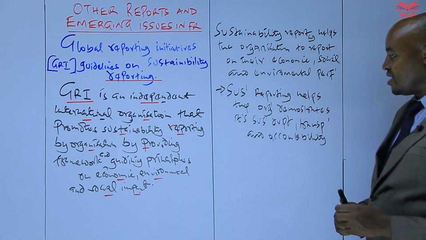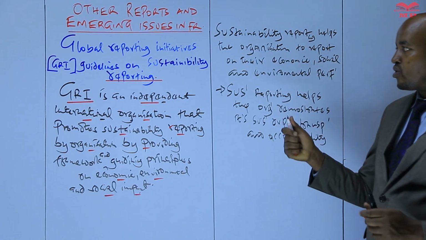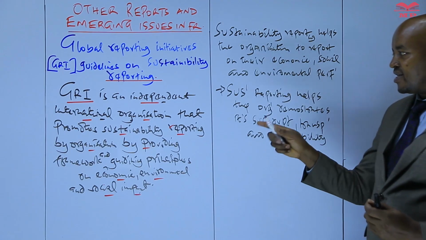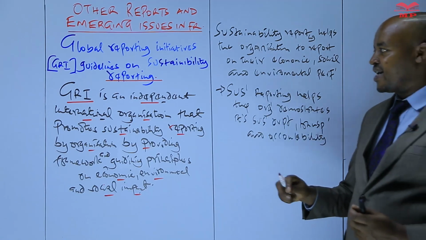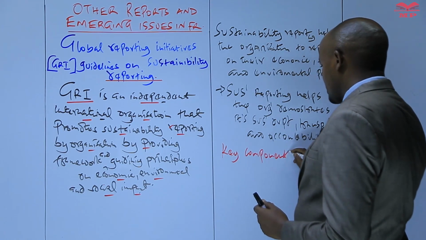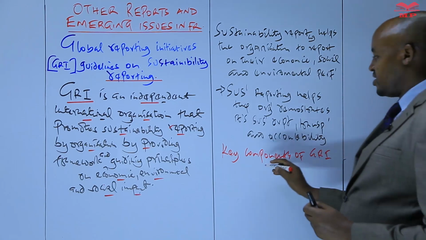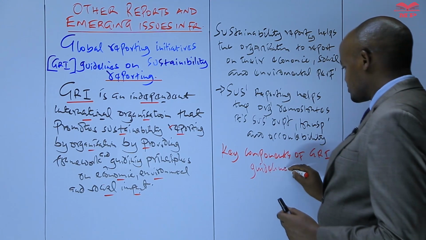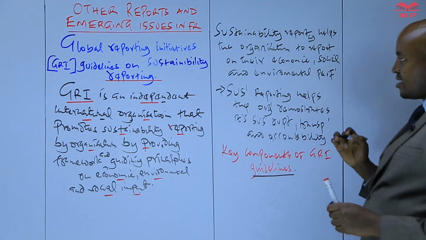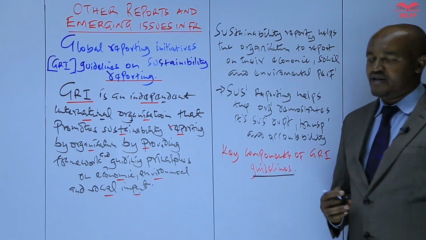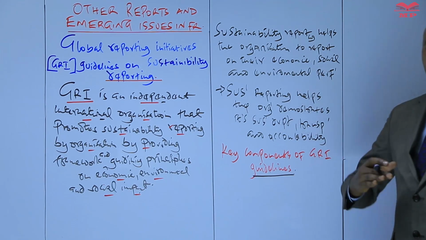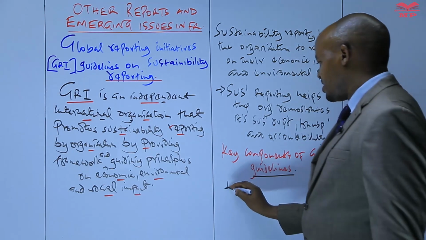And in this case I want us to look at the key components of the Global Reporting Initiative guidelines. So which are some of the key components of this guideline issued by the Global Reporting Initiative? These guidelines contain a number of components, and one of the key components is the reporting principles.